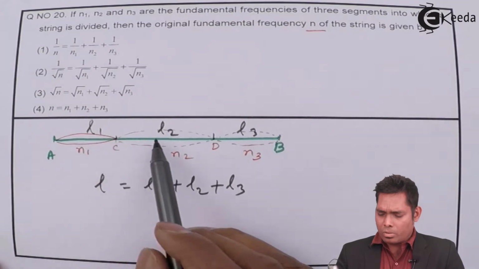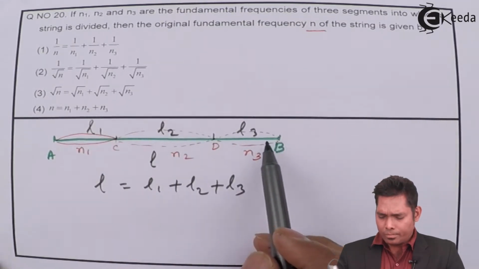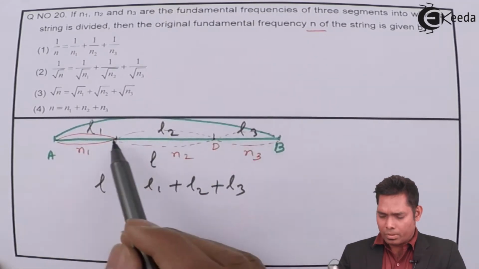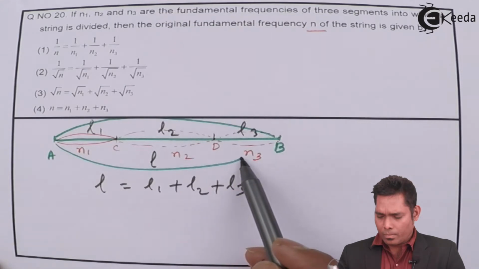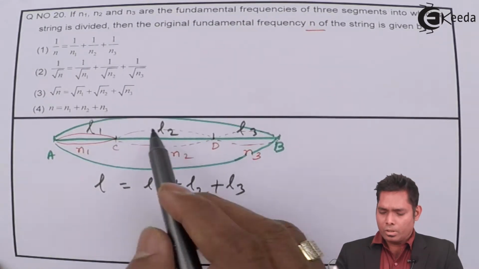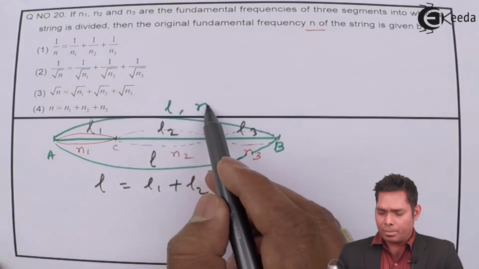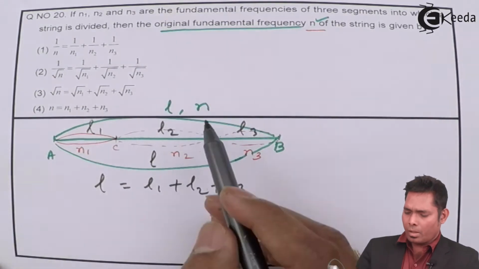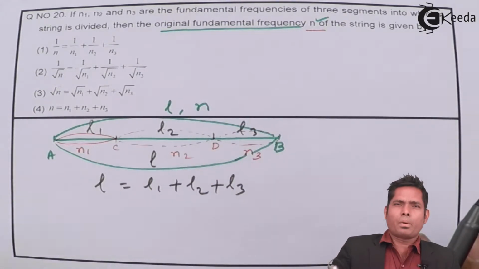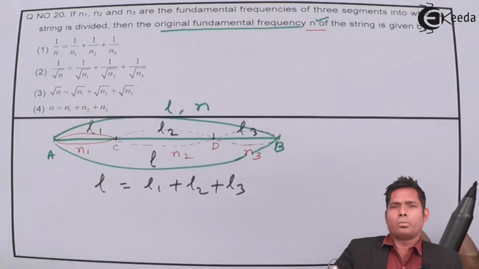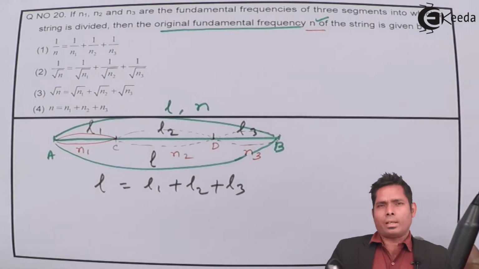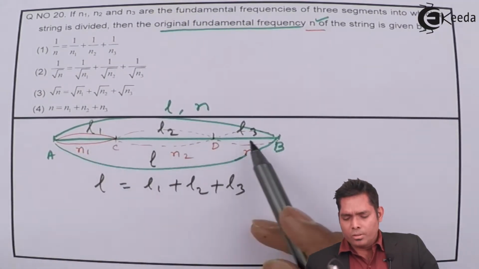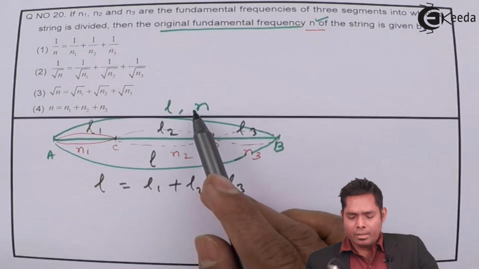If I talk about the single length L, then this will vibrate with this fundamental frequency. This way it will vibrate. This is the total length L and its fundamental frequency is N. The original fundamental frequency N of the string. When we don't talk about any segments, only as a whole string of length L, then it vibrates with two fixed point nodes. Then its fundamental frequency is N.